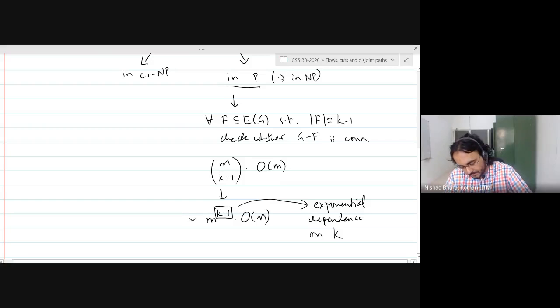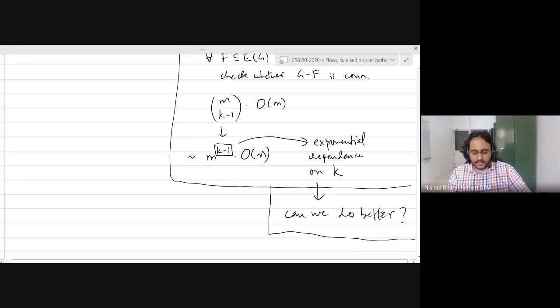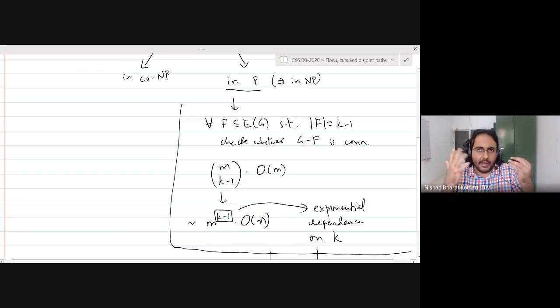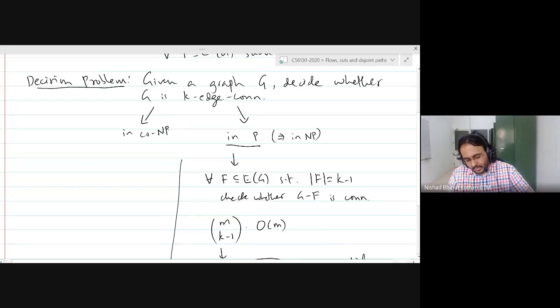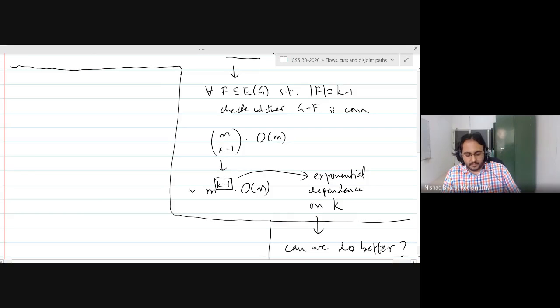Can we do better? Can we do better than this? Without depending on k, can we, for example, get an n to the power 5 or m to the power 5 algorithm to decide whether a graph is k edge connected or not? Okay. And is everybody with me so far? Is it clear why we have an exponential dependence on k? Yeah.